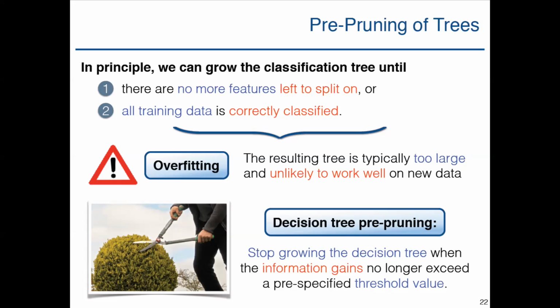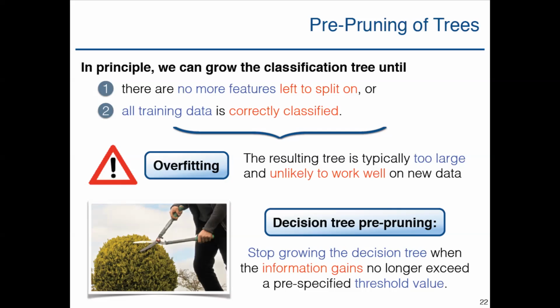जो हमने अभी discuss की पहले, whether we have no further features left to split on, and the other option is we have all the training data correctly classified. अपने एक कोई ऐसी branch आ गई है जहाँ पे सारी correct classifications है. You don't need to split any further than that.